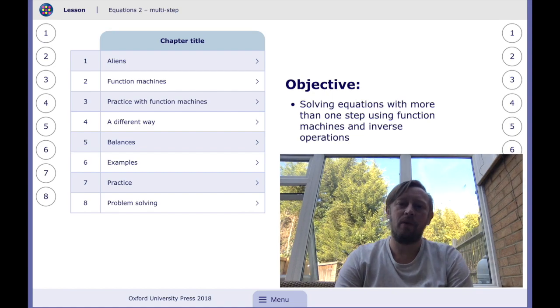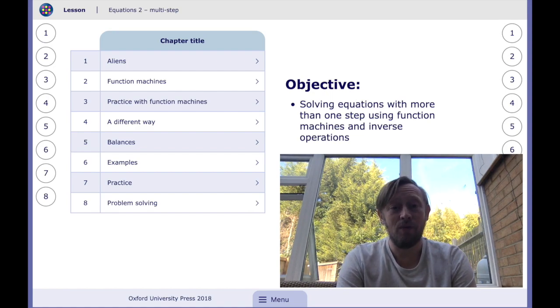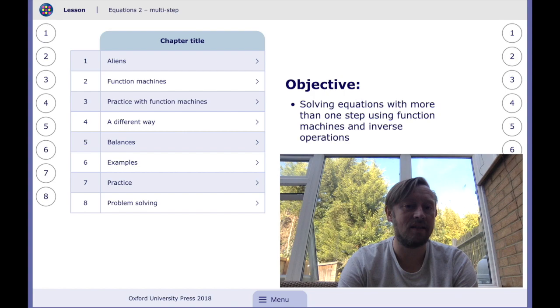Good morning, Year 6, and welcome to our equations number 2 lesson. Before you complete this lesson, you should go back and complete equations number 1 on My Maths. Today we're going to be looking at function machines and doing equations which have more than one step.